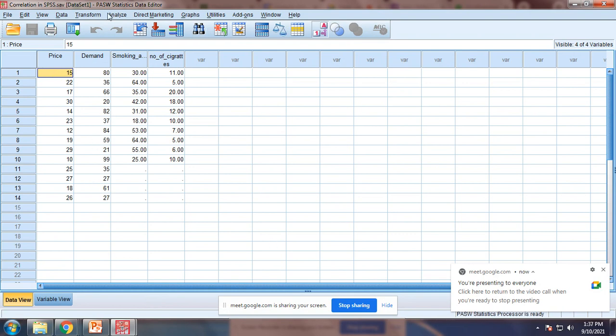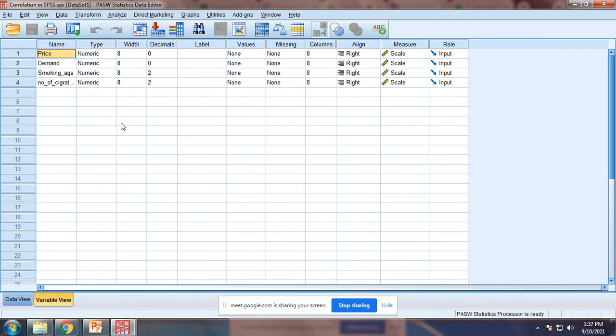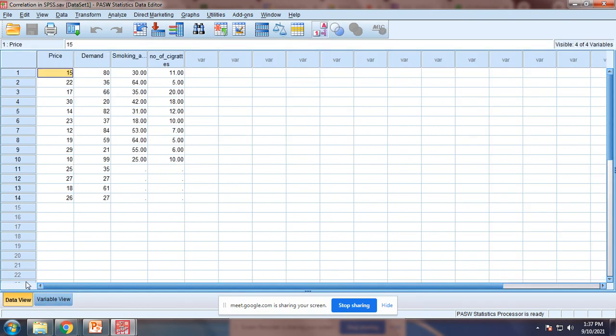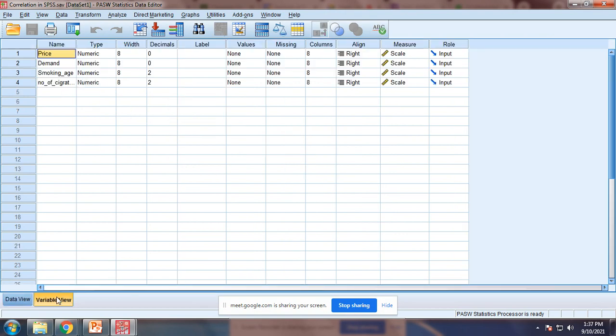For performing your correlation, you will input the values in your variable view and your data view. In your exam, since the question will be given in a Word or PDF document, you need to input the values into the SPSS software. First enter your variable names, price and demand. We are going to see the correlation between price and demand.